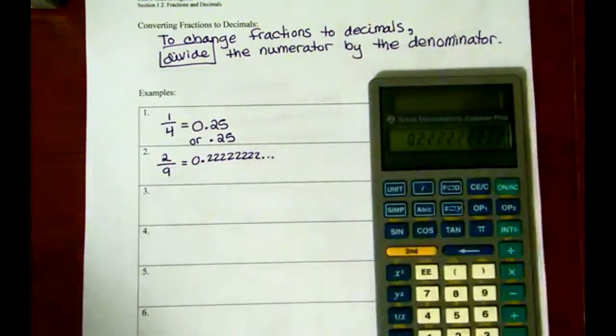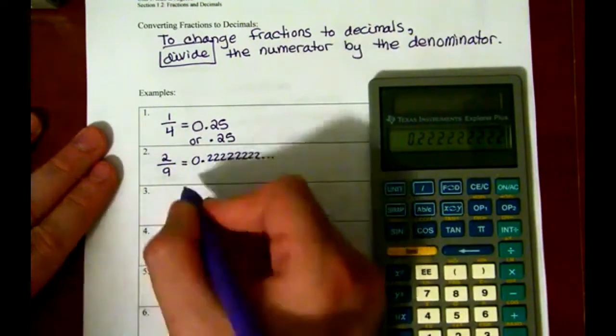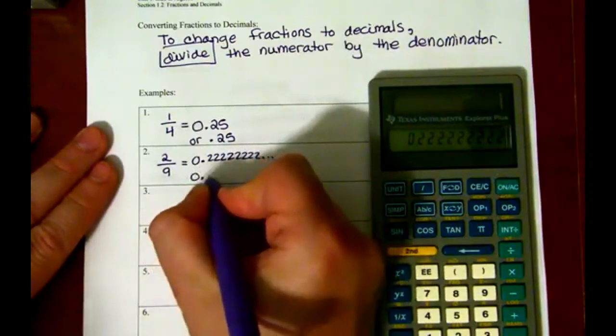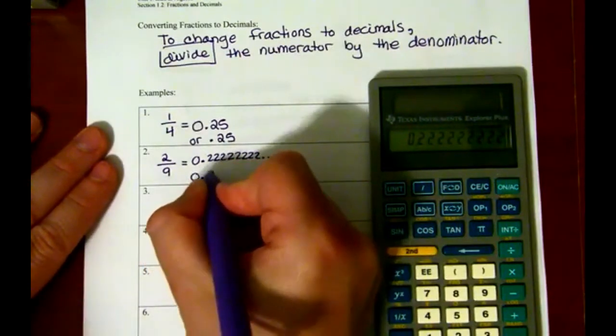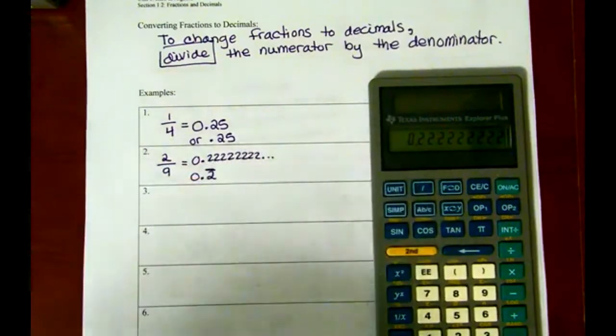Do you remember the shortcut way of writing something like this? This 2 repeats. And I'm going to show that it repeats by writing this as 0.2 with a little bar over it. That little repeating bar means that 2 is going to keep going on forever.